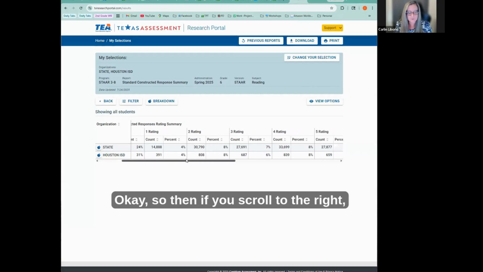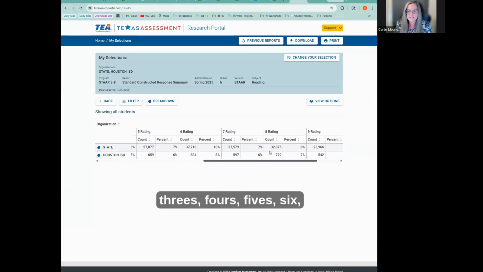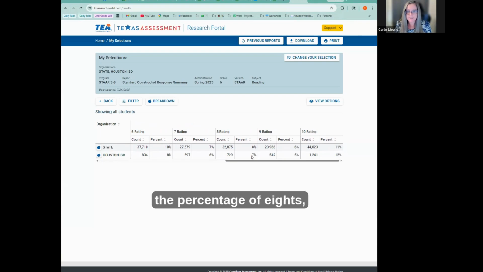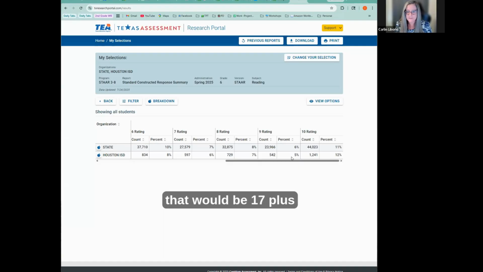Okay, so then if you scroll to the right, it tells you how many ones, twos, threes, fours, fives, 6, 7, 8, 9, 10. What I did to come up with the percentage of high scores is take the percentage of eights, which for this one would be 7%, the percentage of nines, 5%, and the percentage of tens, 12%. And they actually did higher than the state, which is awesome. If you add those together, 17 plus 7 would be 24%. So basically they have 24% high scores.